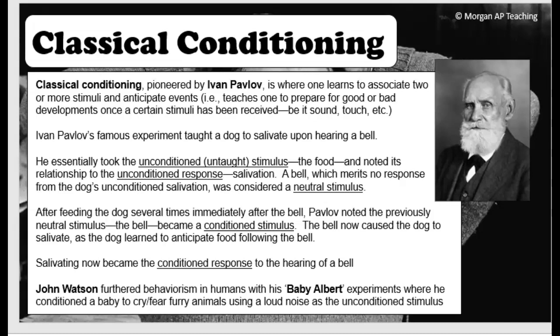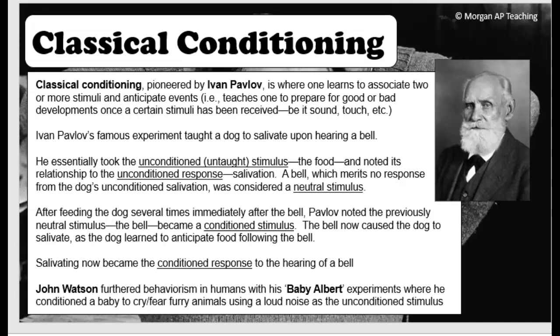And then a bell, which shouldn't have any response from the dog's unconditioned salivation, would be the neutral stimulus. So after feeding the dog several times, immediately after the bell, Pavlov noticed that the previously neutral stimulus, the bell, became a conditioned stimulus. The bell now caused the dog to salivate. The dog learned to anticipate food following the bell, right? So the dog's natural reaction to salivate to food is now being conditioned to salivate to the sound of a bell. So salivating now became the conditioned response to hearing the bell.